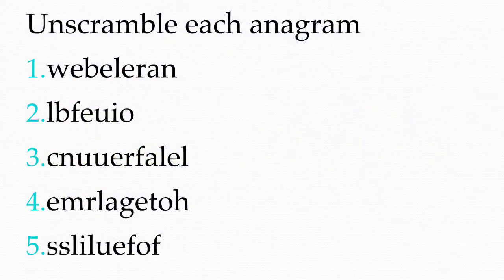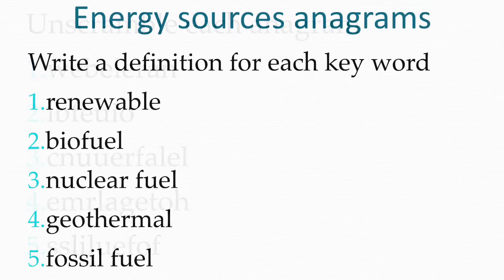Here we have 5 anagrams that relate to energy sources. What I'd like you to do is pause the video now for 3 minutes and see how many of these words you can rearrange to make words that relate to energy sources. The 5 words are renewable, biofuel, nuclear fuel, geothermal and fossil fuel.